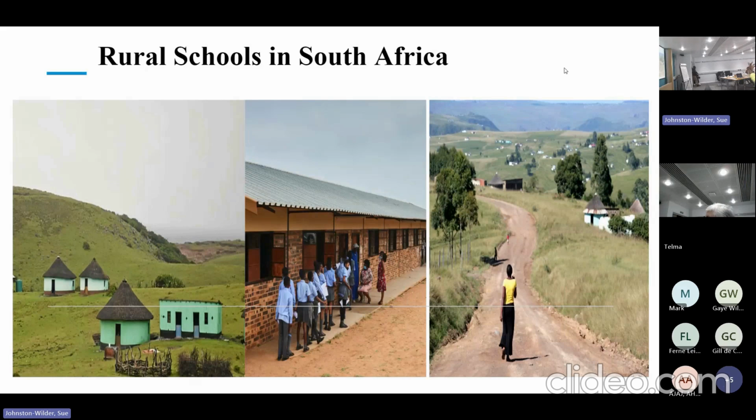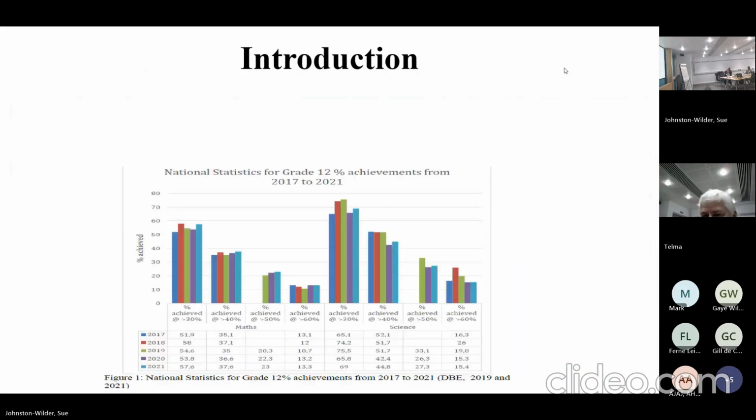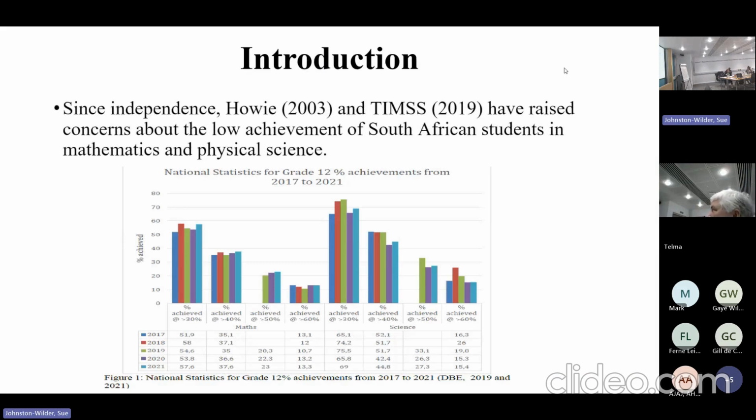And I want to also inculcate that spirit of resilience among the students in order for them to improve on the comprehension when it comes to mathematics and science. So these are their homes, and then they walk these distances on these gravel roads to school. So in South Africa, this is our daily experience when it comes to mathematics and physical sciences.